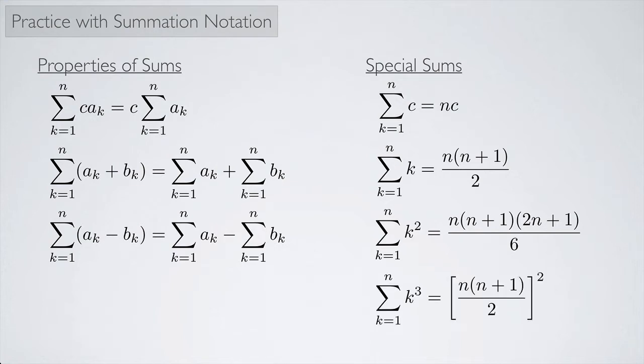And finally, we looked at this one, k equals 1 to n of k cubed. And that kind of looks like the sum that we had for just plain old k. We have n plus 1 over 2, but then we have that whole thing squared.